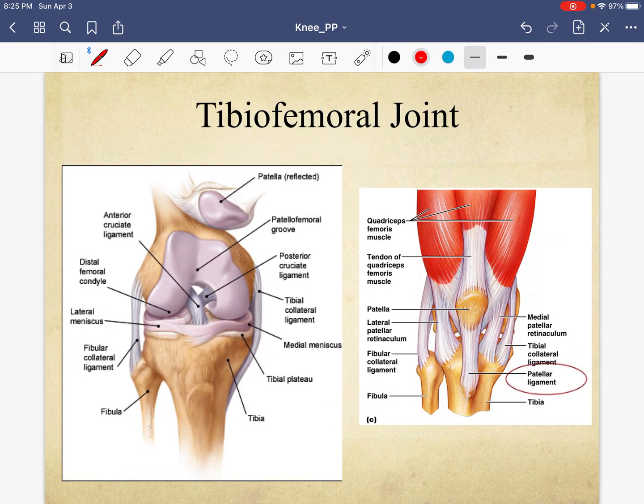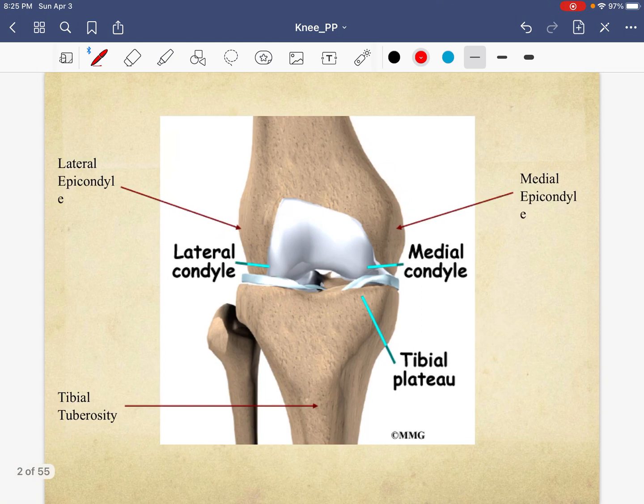So the articulating surfaces more specifically, on the tibia, we have slight depressions in the tibial plateau. So if you were to look at the top of that tibia, it's a little bit concave. So that's the articulating surface on the tibia. So we're going to say depressions in tibial plateau. Slightly concave.